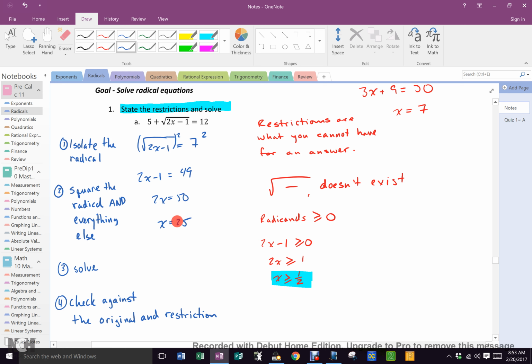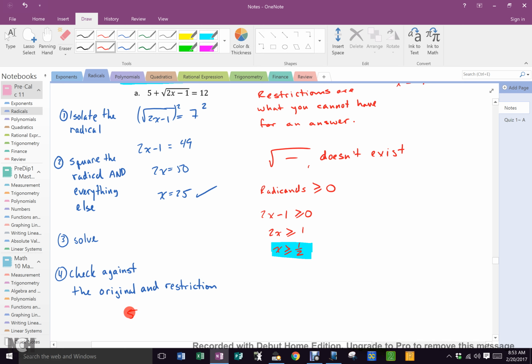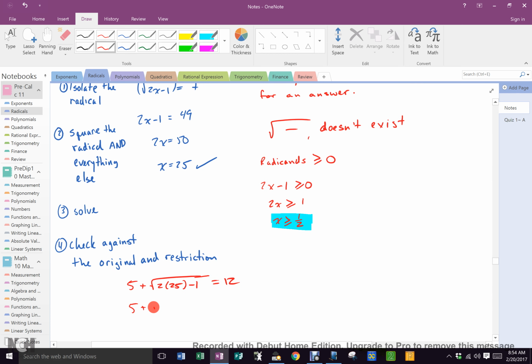X is 25, right? What is 2 times 25? 50. What's 50 minus 1? 49. What's the square root of 49? 7. Is 5 plus 7 12? So are we right? We are. We check with the original, which is 5 plus root 2 times 25 minus 1 equals 12. 5 plus root 49 equals 12. 5 plus 7 equals 12.